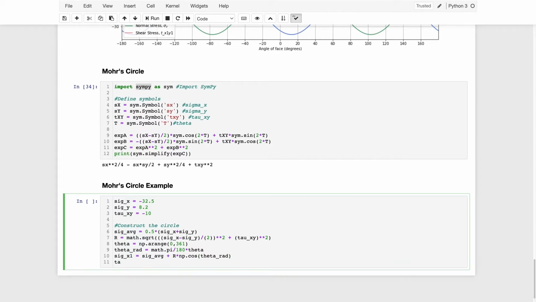Now I want my Cartesian y coordinates. We'll call that tau x1 y1, and that's going to equal r times the sine of theta. They are all of the data points that make up the circle itself. We can go ahead and plot it now.